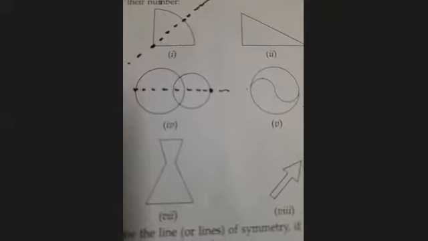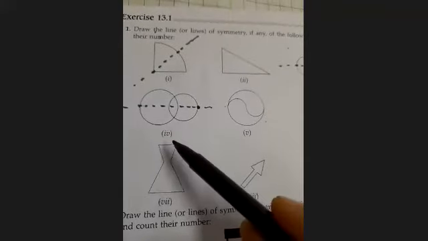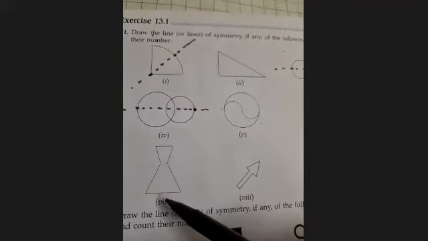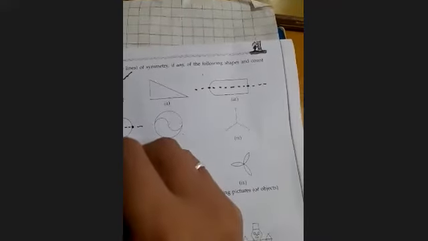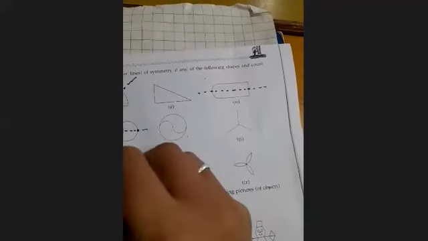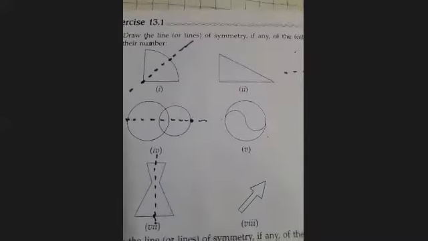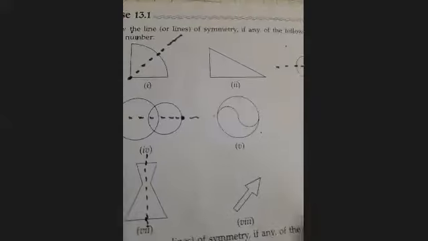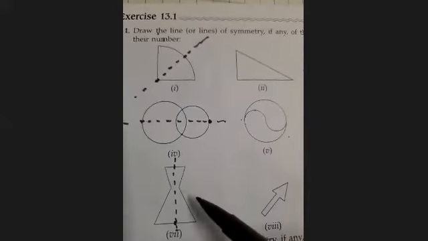Yes, friends, seventh figure. First observe this figure and divide it into two equal parts from the middle with a line segment. Now draw the line of symmetry. Yes, friends, you can see this line divides the figure into two equal parts.